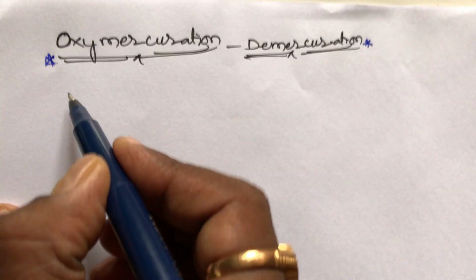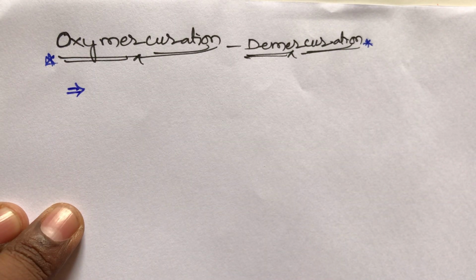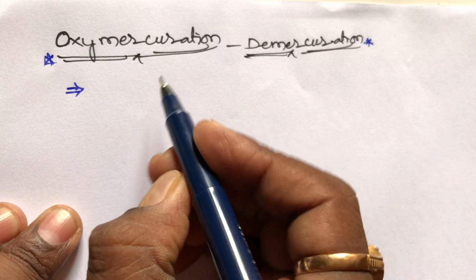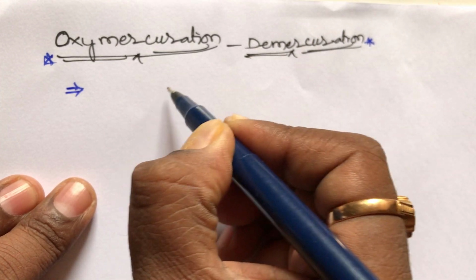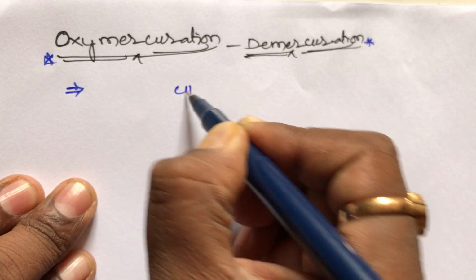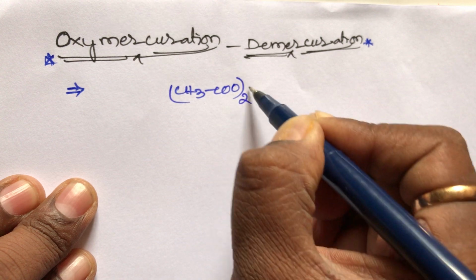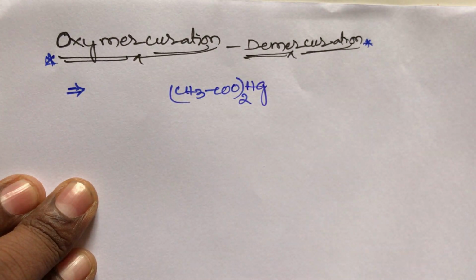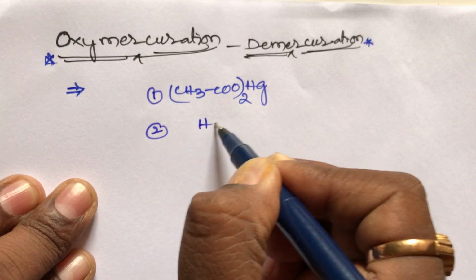So what are the reagents? It is very important, student. Now take the example, oxymercuration, demercuration. The reagents are, first, mercuric acetate, that is (CH3COO)2Hg. This is called mercuric acetate. Number 1 is mercuric acetate, and the second one is water.